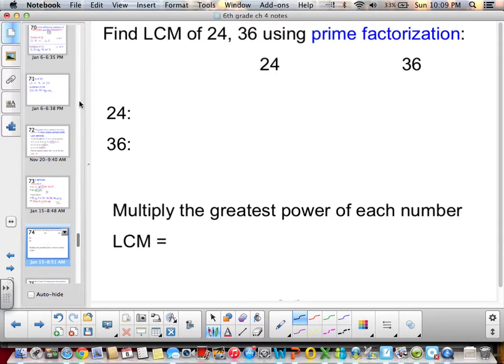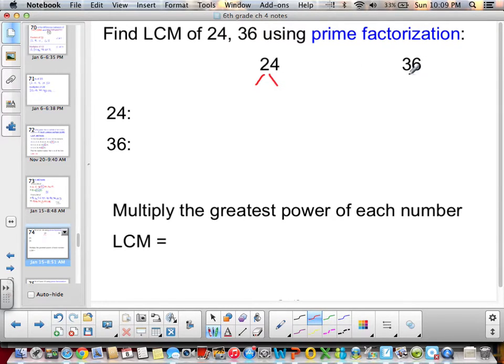The second way to find the least common multiple is using prime factorization. So thinking way back to lesson 4.1 with the factor trees. So this is good review for you. So what we're going to do is we're going to factor it out and get our prime factorization of each number.